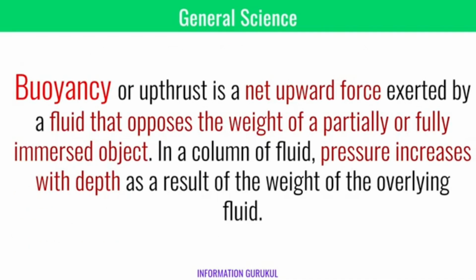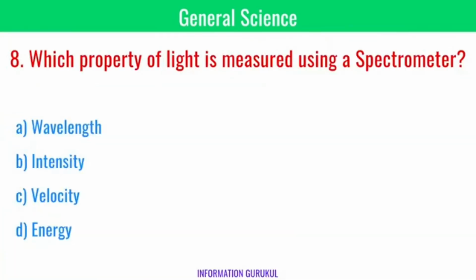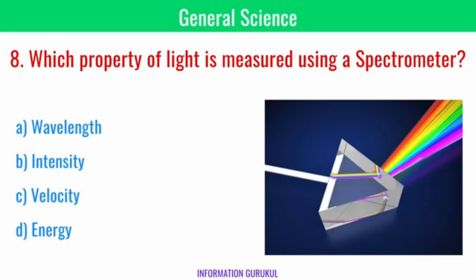Buoyancy or upthrust is a net upward force exerted by a fluid that opposes the weight of a partially or fully immersed object. In a column of fluid, pressure increases with depth as a result of the weight of the overlying fluid. Which property of light is measured using a spectrometer? Wavelength.